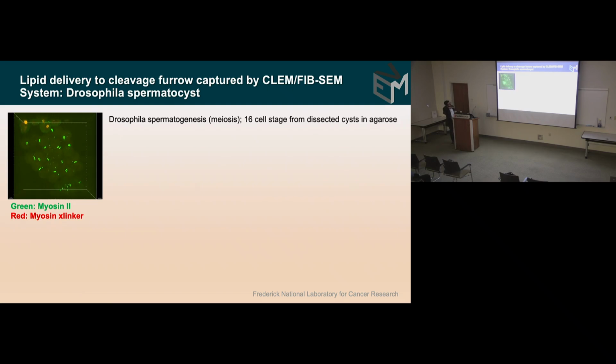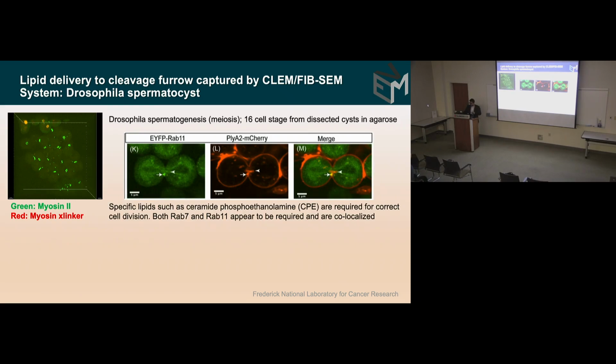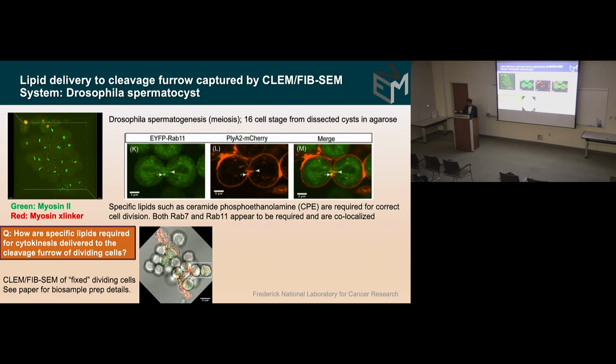And the question was, well, we know that these specific lipids are required to be delivered here, but how does this happen? With light microscopy, you just don't have the resolution to do so. And so this is why we needed a volume EM. How is it that these guys are being delivered to the cell furrow?